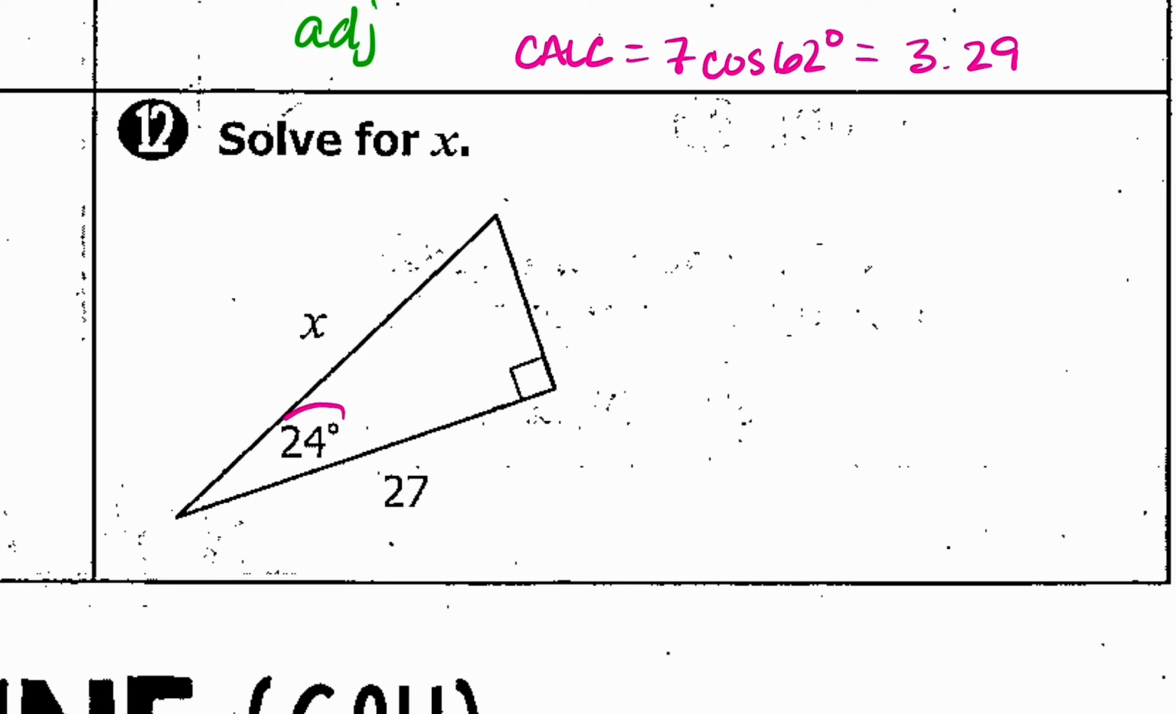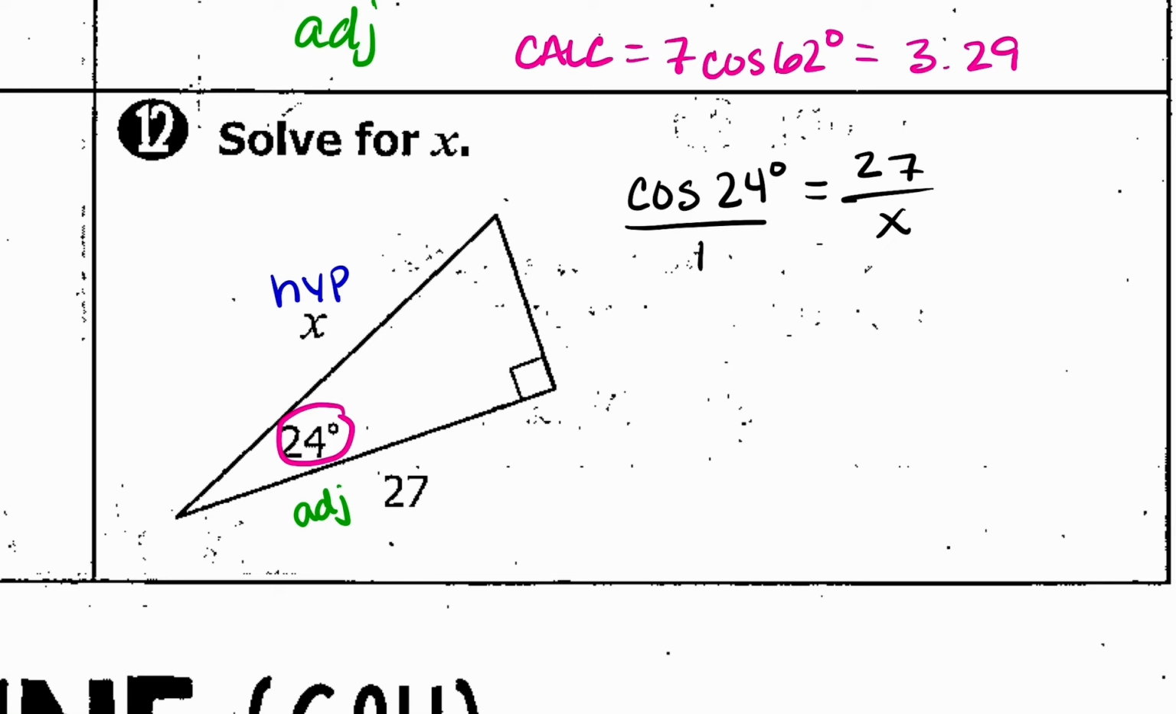So we have a reference angle of 24. We have our adjacent side, which is touching it, which is 27. We have our hypotenuse, which is going to be x, and we're going to set it up the same way. So we have cosine of our 24-degree angle equals 27 over x. We want to go ahead and put a 1 underneath of cosine so that we can cross multiply. We have 27. We have x times the cosine of 24.